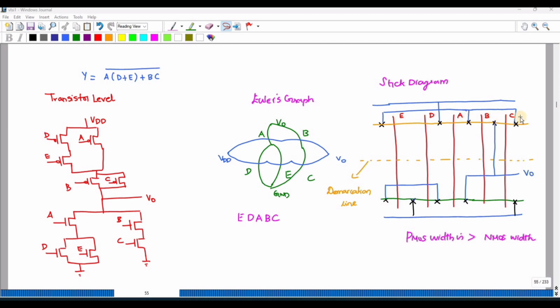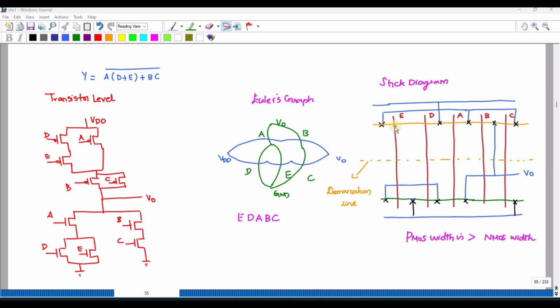Okay, then you have to choose source and drain. Okay, this is your source and this is your drain, and it can be vice versa. Okay, maybe this is source and this is drain, or this is drain and this is source. You can choose either way. So for E I have chosen.